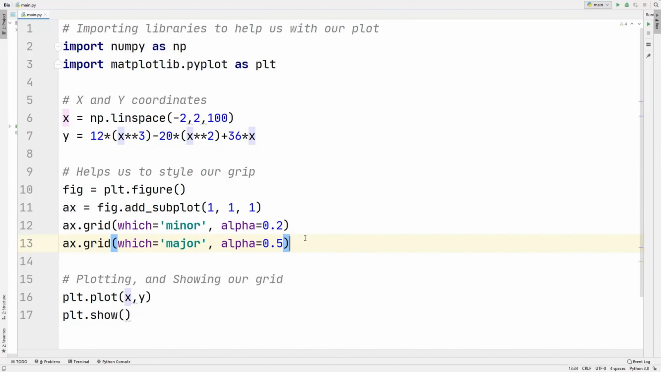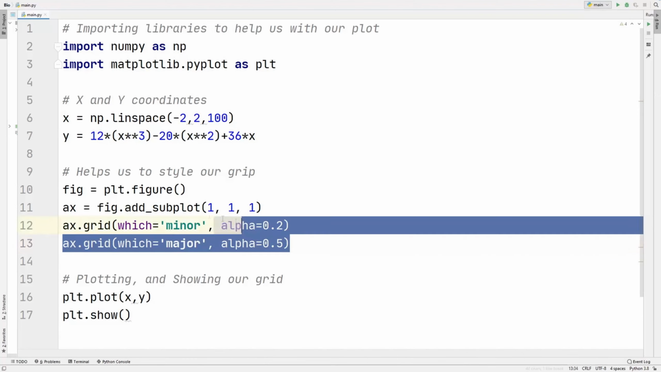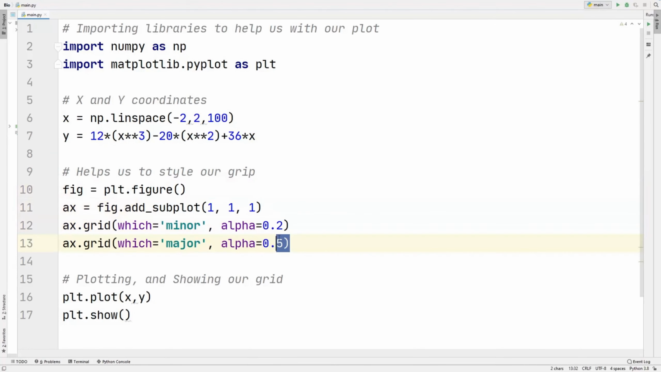All the lines here just help us to style our grid, to make our boxes look neater and everything look cleaner overall. And then down here we're plotting both our x and y, and we're showing our grid as well. So that's it for our code, and now let's run it to see how it looks.